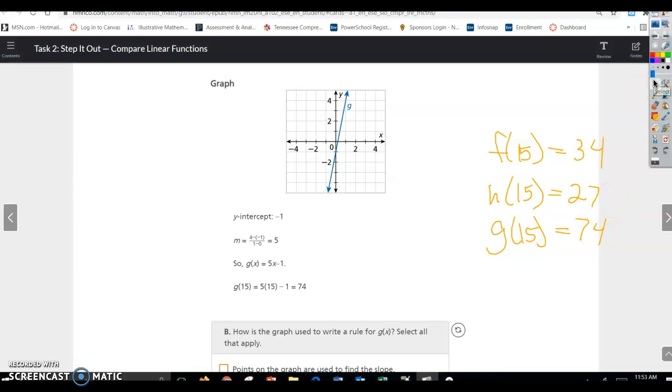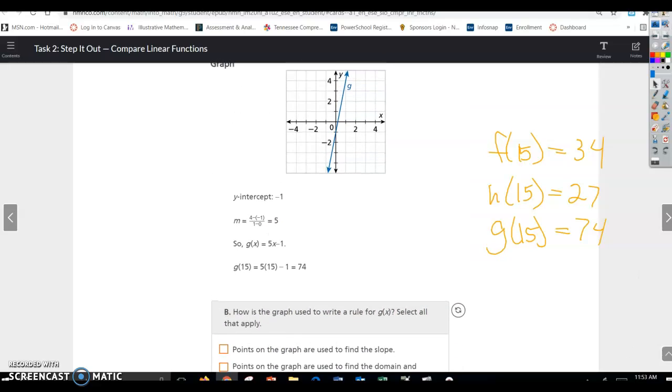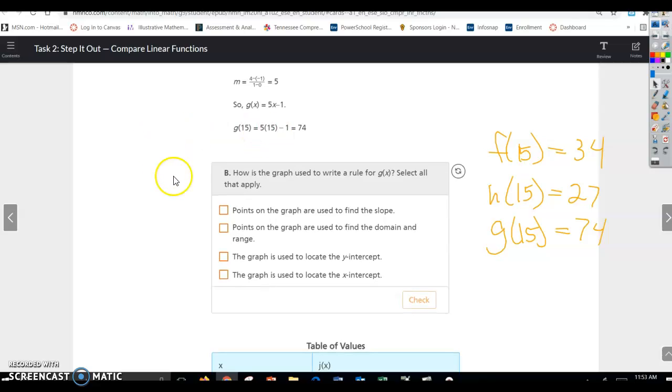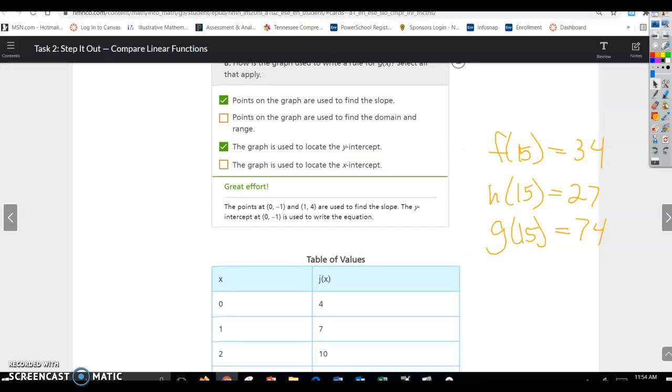All right, I think we have one more. Well, let's see what the question says. How is the graph used to write a rule for g of x? Select all that apply. All right, so when you look at the graph, we found the y-intercept. Points on the graph are used to find the slope. That's true, because they did use the points right here to find the slope. Points are used to find the domain and range. That's not important right now. The graph is used to locate the y-intercept. Yes, we did locate the y-intercept by finding where it crossed the y on the line, so that would apply.